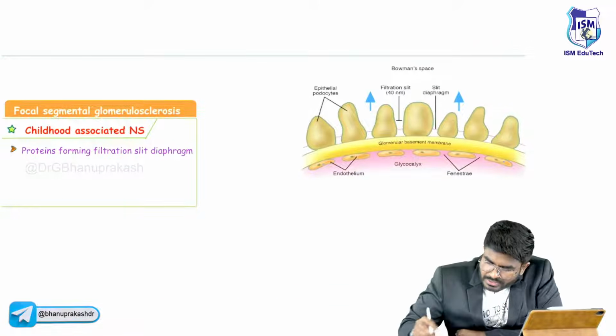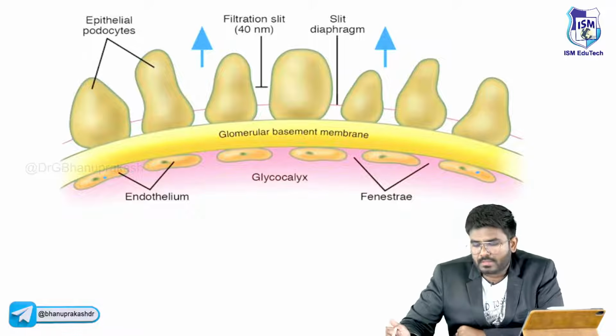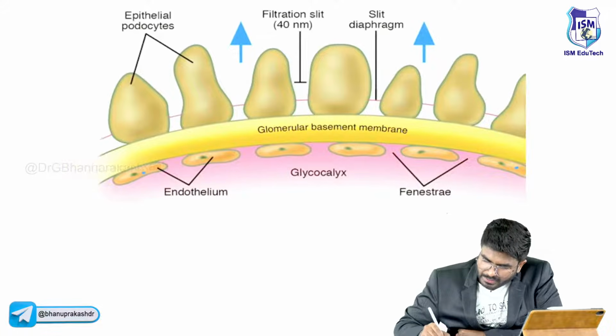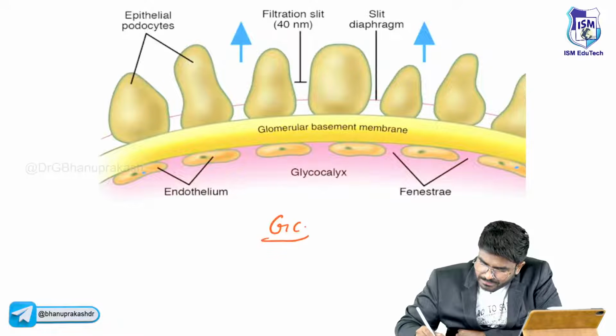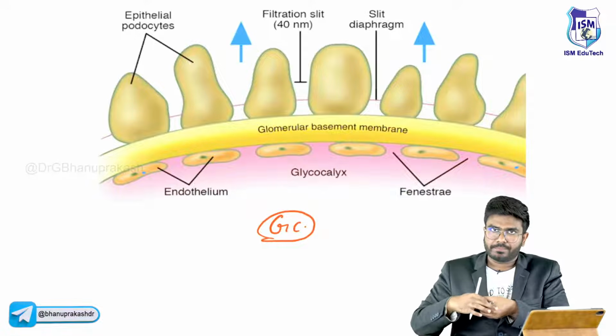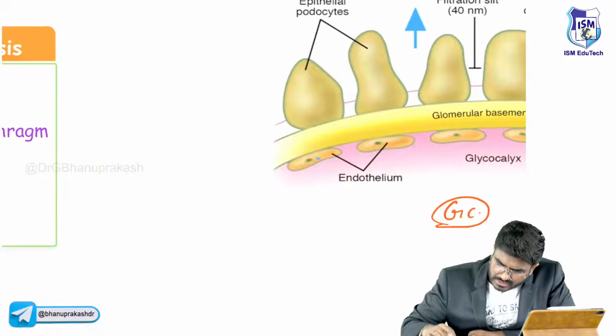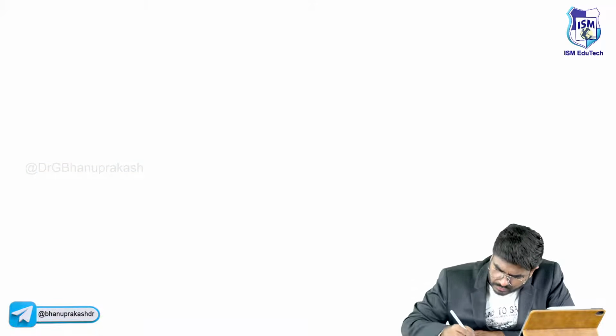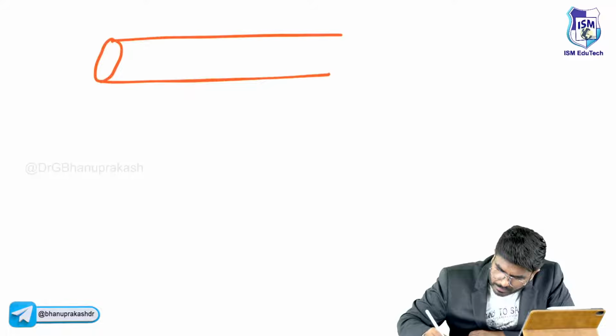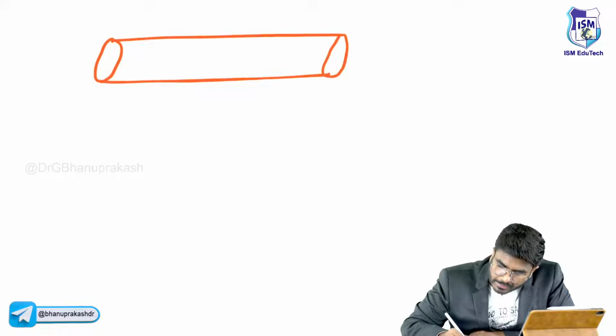Okay, guys, look here. Say this is the blood vessel, the glomerular capillary. Imagine that's the blood vessel, the glomerular capillary. I hope most of you know this. So this is the glomerular capillary. Down to the glomerular capillary, what is there?